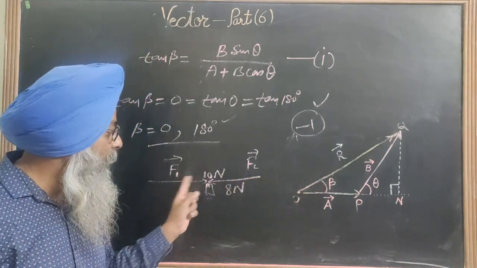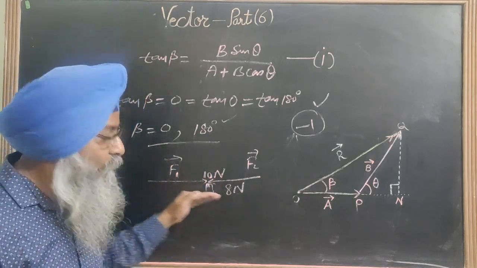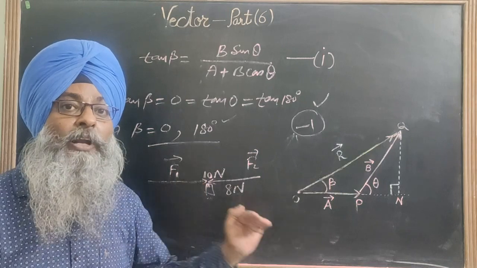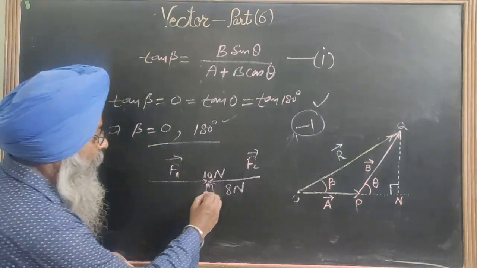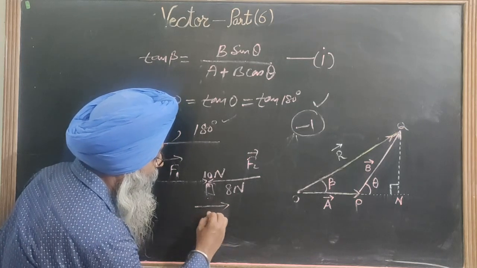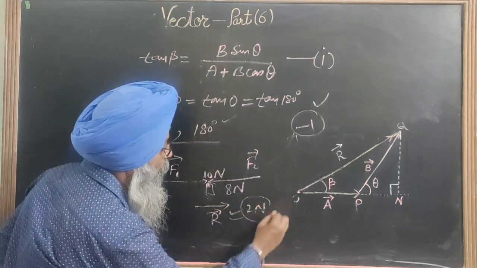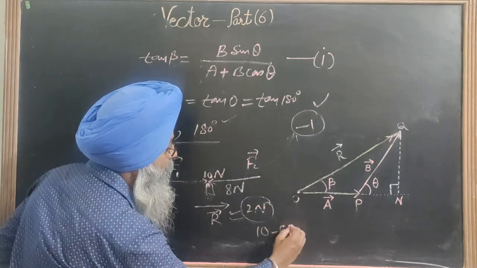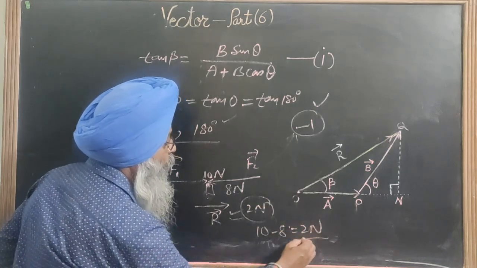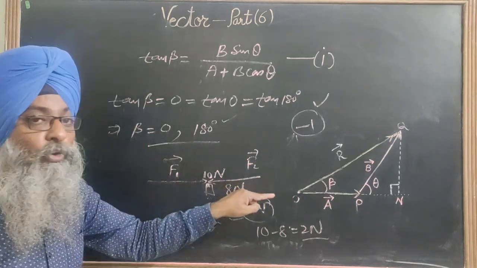जो फोर्स इन दोनों में से बड़ी होगी, जिसका मैग्नीट्यूड ज्यादा होगा, उस तरफ हमारी बॉडी मूव कर जाएगी. Then the resultant will be along this side, and it will be equal to 2 Newton because 10 minus 8 is equal to 2 Newton. Then the resultant will be along the greater force.